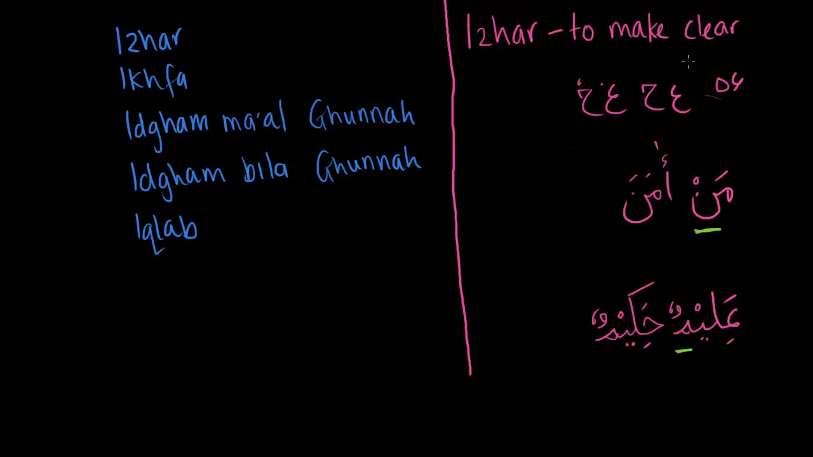So if any of the letters of izhar come after nun sakin or tanween, then we have to read the nun sakin or tanween clearly without ghunna. Example: man amana, alimun hakim. You can't read it with ghunna, because if you do that, you're making ghunna and you're going to be reading it wrong. So remember that if any of the letters of izhar come after nun sakin or tanween, we have to read the nun sakin or tanween clearly without ghunna.